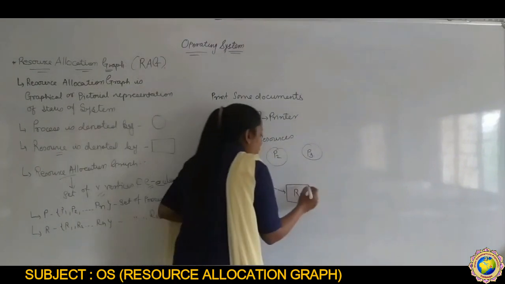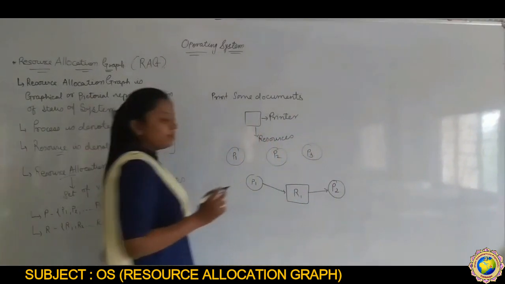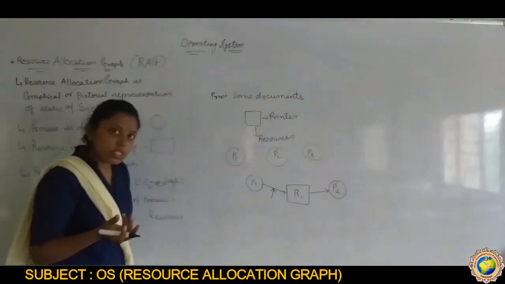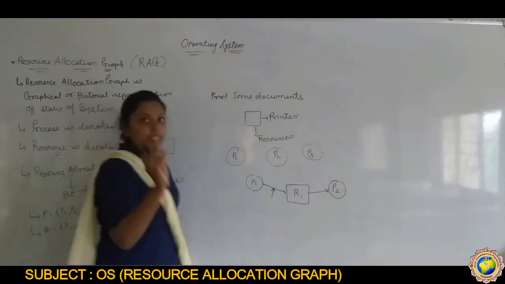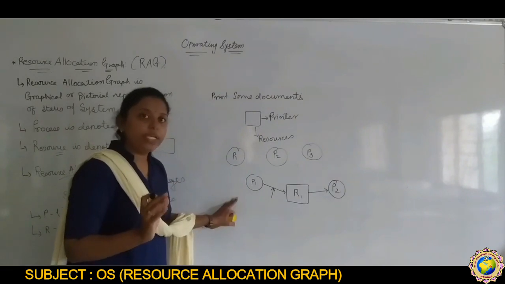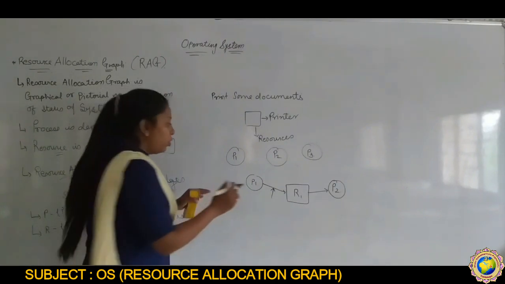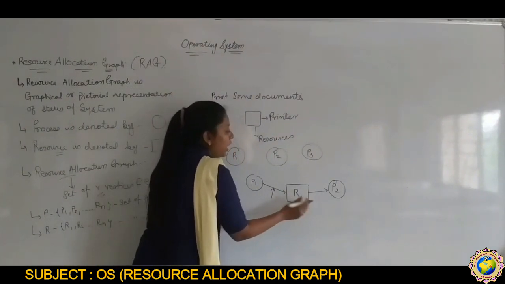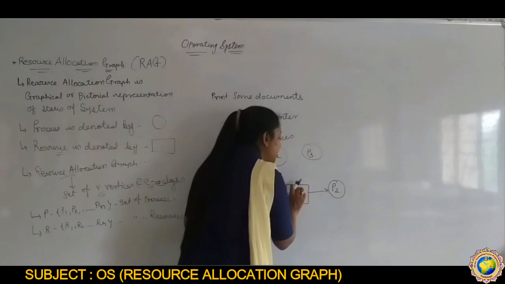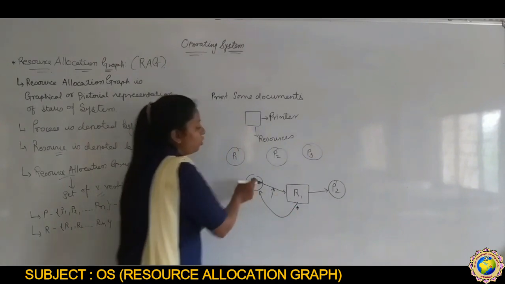But this printer is allocated to another process, P2. So this is called a request edge, and this is called an assigning edge. That means we can say that P1 has to wait until P2 releases this resource. So P1 is requesting R1, and R1 is already allocated to another process, that is P2. Whenever P2 releases it, then it may be allocated to P1.